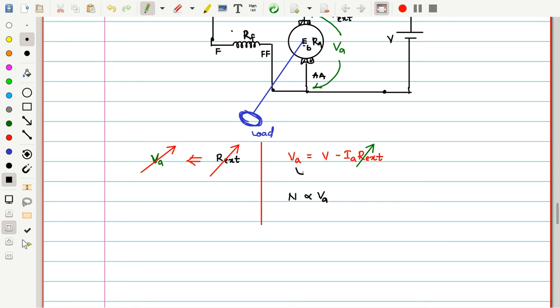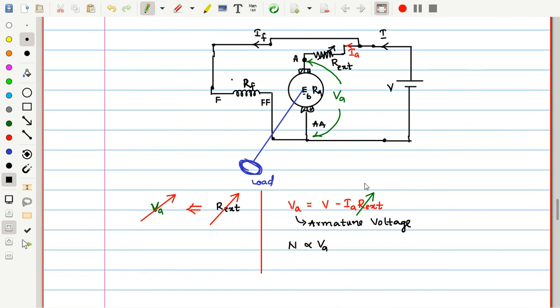We had seen previously, the speed is proportional to the armature voltage VA. So what is VA? Armature voltage. Previously, when R external was not there, if R external is made 0, VA, armature voltage, is equal to supply voltage. That's why previously I wrote N is proportional to V. But now I would like to make this VA variable. In order to make VA variable, I connected one resistor in series with the armature, so that armature current can be controlled, or just this drop can be controlled. If this drop can be controlled, VA can be varied. So thereby speed can be varied.